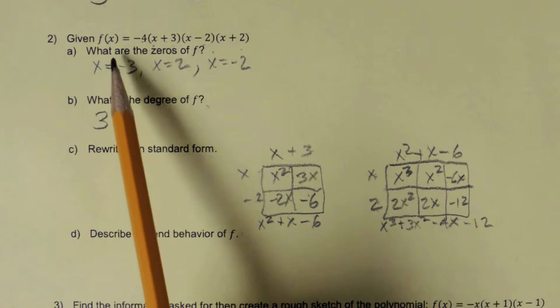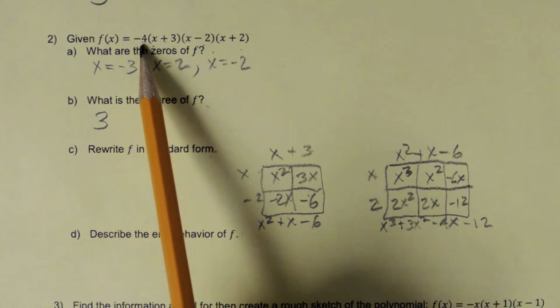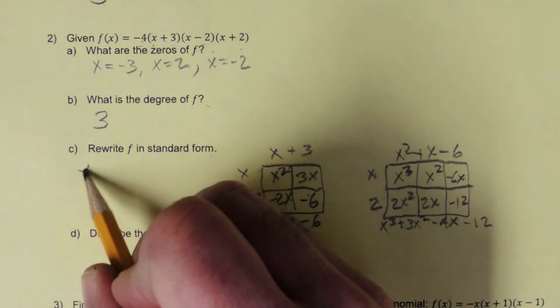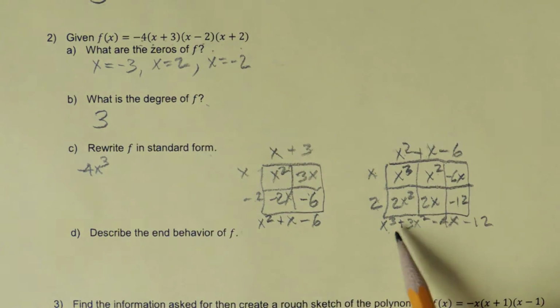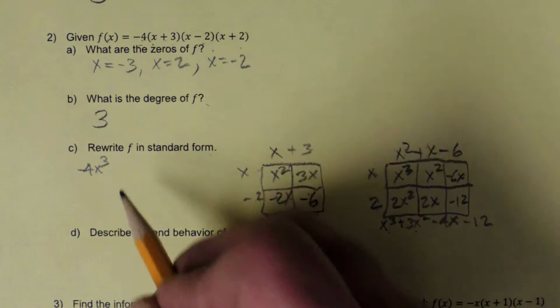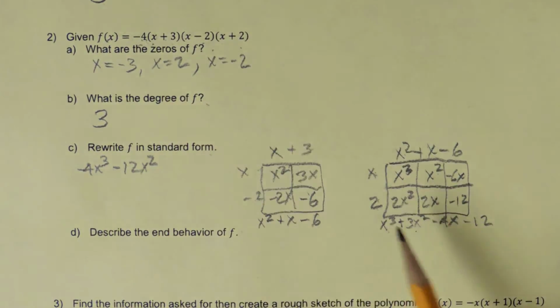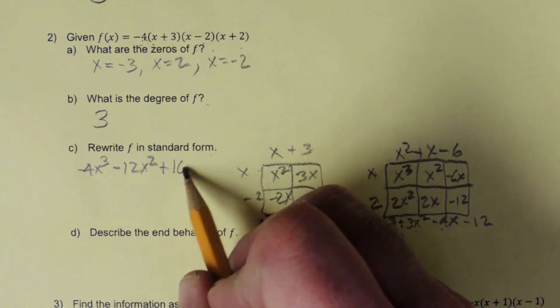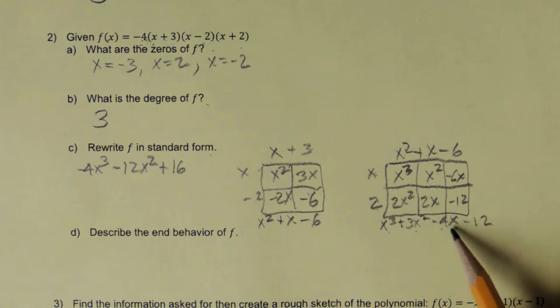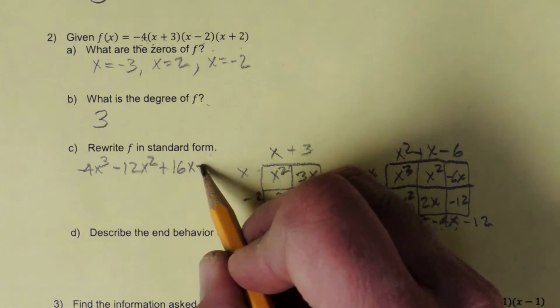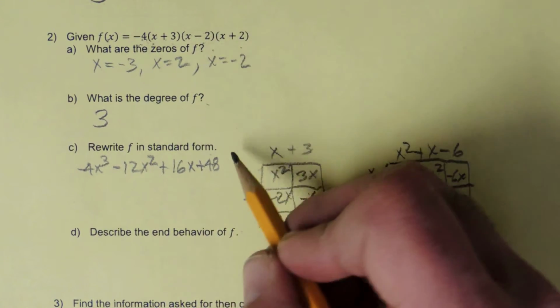To get it in the final standard form, I have to multiply by my -4. So -4 times x to the third, minus 4 times 3 gives me a minus 12x squared. Minus 4 times -4x gives me a plus 16x, because a negative times a negative is a positive. And then lastly, I have -4 times -12, which is a positive 48.